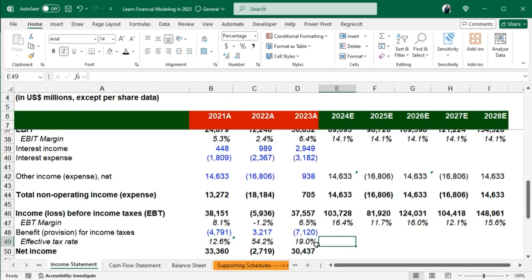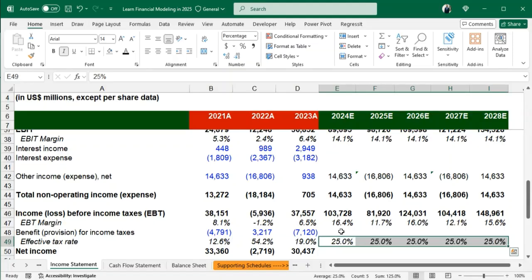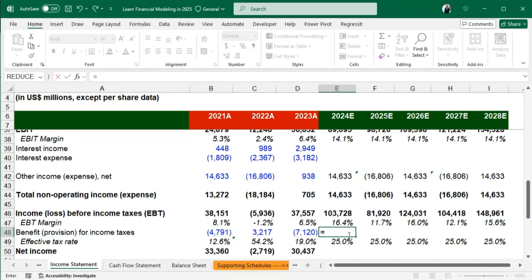But for our purpose and to be able to save time, we are going to assume that this year they have paid 19%, our tax rate is going to hover around 25%. So with that, I can copy this to the right using Control R. And so we can calculate our income tax provision, and that is going to be equal to our earnings before tax multiplied by the tax rate assumption.